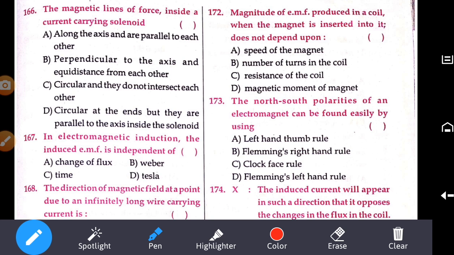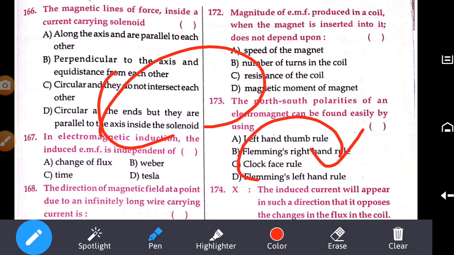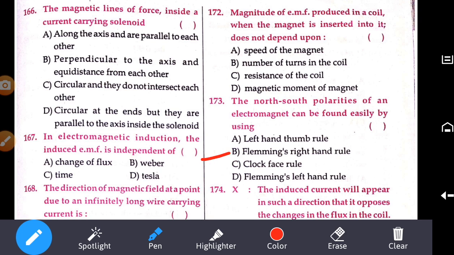North and south polarities of the electromagnet can be found easily by using what rule? North and south polarity. Just now I said the clock face rule. It is anti-clockwise direction, it is our north. It is clockwise direction, it is our south. So clockwise rule. Option number C.